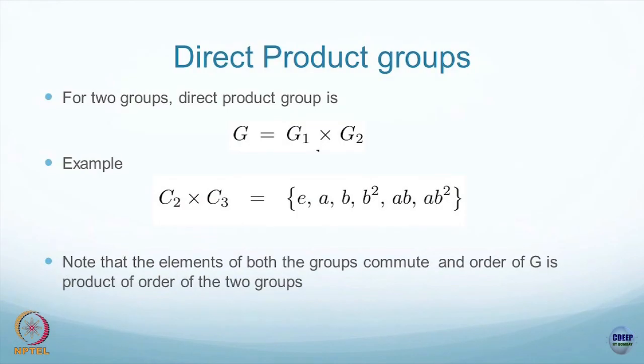So, as a simple example I have given you a C2 and a C3. C2 was just E with A, C3 was E with B and B squared. It is not same as the symmetric group of degree 3. Okay. Why? Because of this condition.